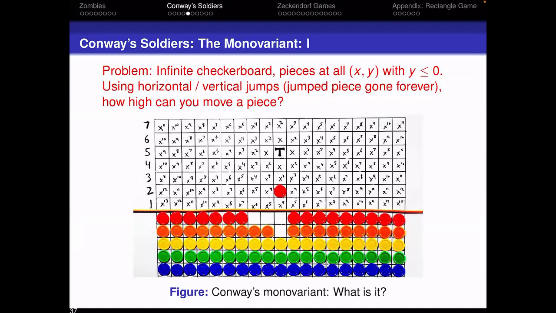The value is going to be your distance from the target. And how are we going to measure distance? Does anybody know the name of this? What distance function is this? Yeah, it's a taxi cab metric. You only move east, west, north, south.